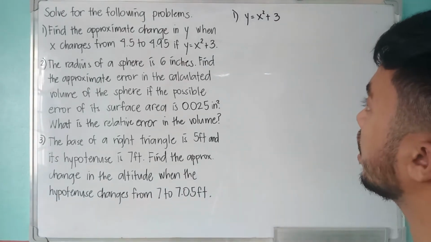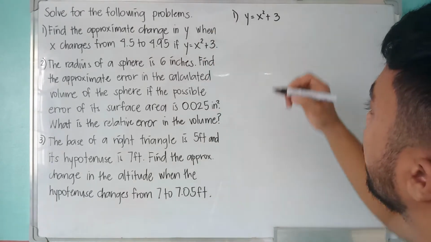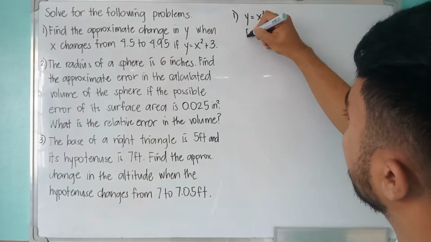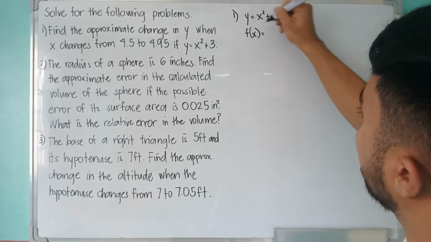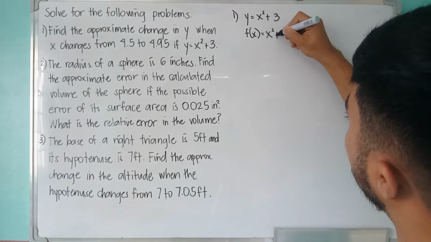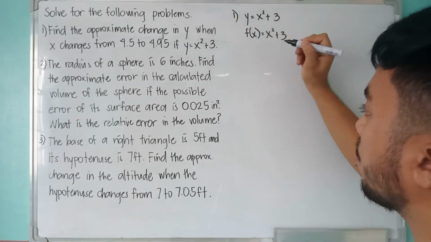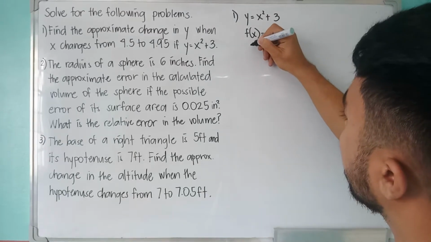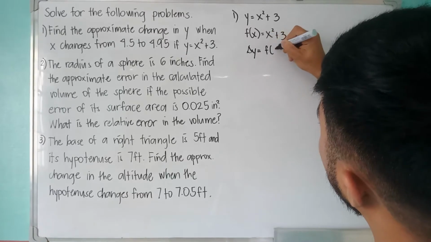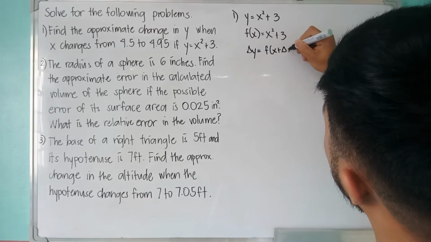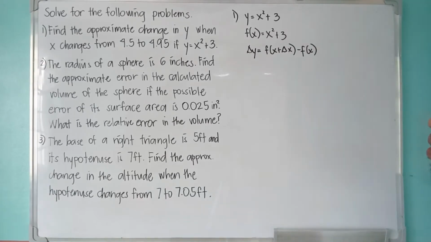Di ba? So, ang hinahanap natin is approximate change in y. Therefore, yung delta y natin. So, express muna natin si y in terms of f of x equal sa function na to, which is x squared plus 3. Di ba? And yung formula natin for approximate values is yung delta y equal siya sa f of x plus delta x minus f of x, di ba?